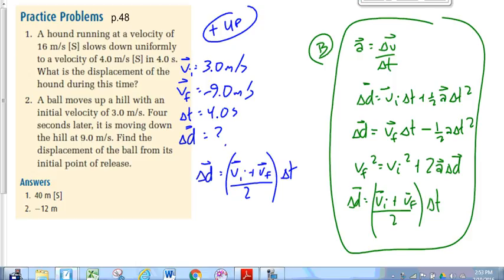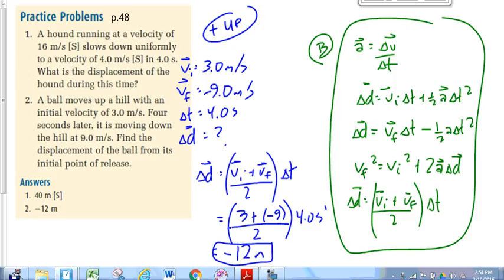But if you don't, let's say you try D is equal to VFT minus 1/2 A T squared first, that's okay. Worst case scenario, you get an answer for something you're not solving for, or you have two unknowns, no big deal. All right, let's plug in some numbers here and see what happens. VI is 3, VF is negative 9, over 2 times the time interval of 4 seconds. And when you do the math, I think you end up getting negative 12 meters.